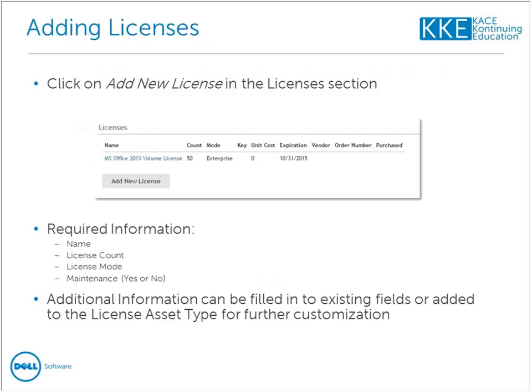Now, there are a few pieces of information you need to add when you click New License. There's no choice in the matter; they're required. There's the name, obviously, of the license, and that's just a visual name.